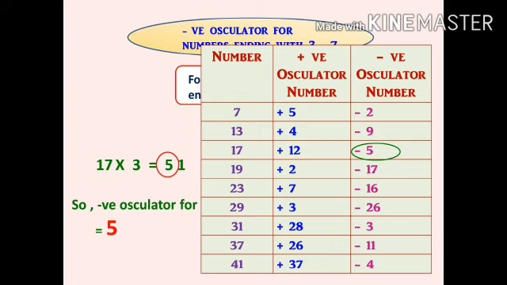So from tip 5 what we have learned, if we want to calculate negative oscillator for the numbers ending with 3 and 7, just multiply 3 with 7 and 7 with 3 so that we will get 1 in the units place.